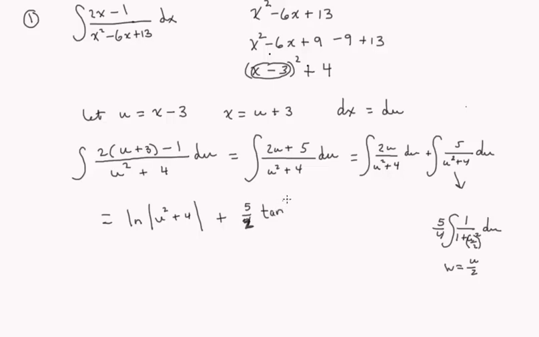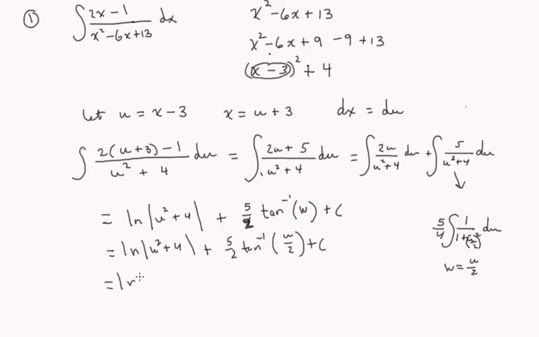arctangent of u, actually of w, plus c. Sorry for the confusion. So then it's natural log u squared plus 4 plus 5 halves arctangent of u over 2 plus c. Now we're going to convert this all back in terms of x.